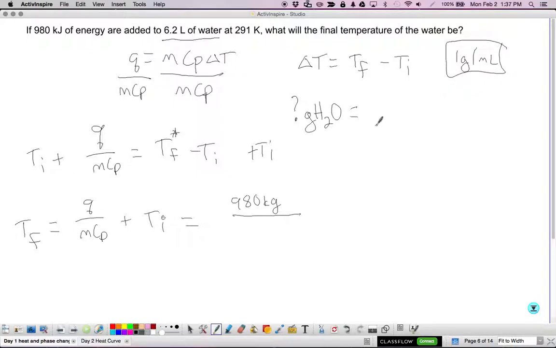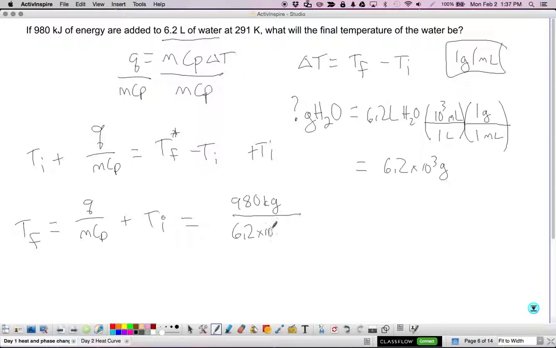So question mark grams H2O equals 6.2 liters of H2O. Now, if I'm going to use grams per milliliter, this liter has to be in milliliters. So 1 liter per 10 to the third milliliters. And then I can do 1 gram over 1 milliliter. That gives me 6.2 times 10 to the third grams, which I can plug in for my mass of water.